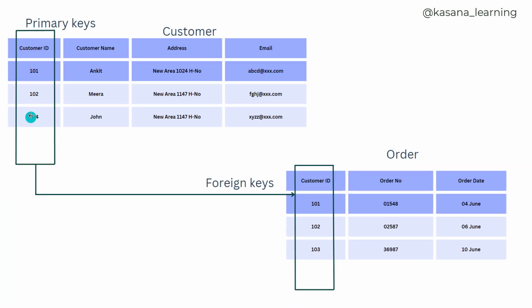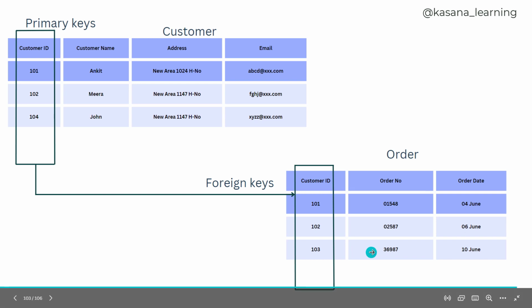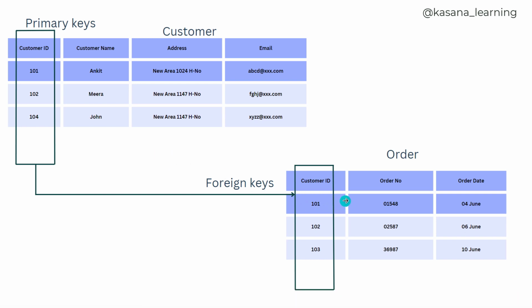We have removed 103 from the customer table and not from the order table. This violates the rules, because here we can say that we have an order from customer 103, who is not registered. So first we have to delete from the order table, that's the child table, then from the parent table.